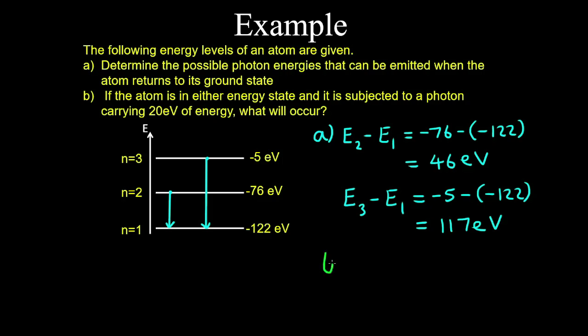Now in part B, if the atom is in either energy state and it is subjected to a photon carrying 20 electron volts of energy, what will occur? Well, if the atom was in the first energy state, then absorbing 20 electron volts of energy means that the electron has to exist between the orbits n equals 1 and n equals 2, which is not possible. So the atom in this case would be transparent to the photon, so the photon would just pass through it.